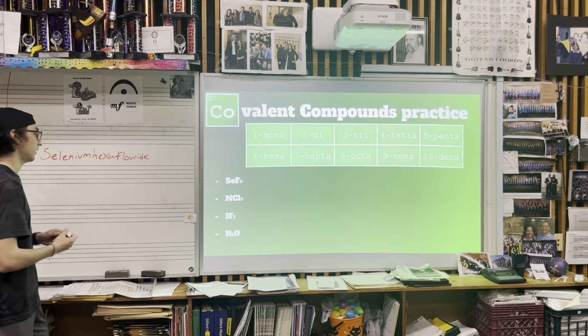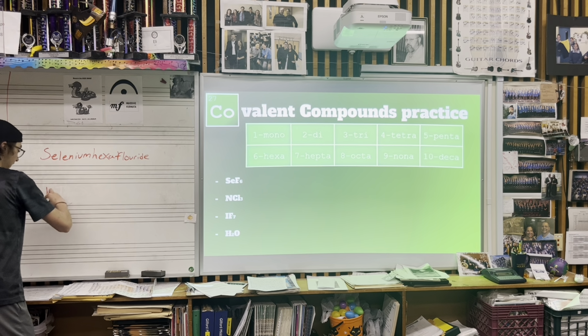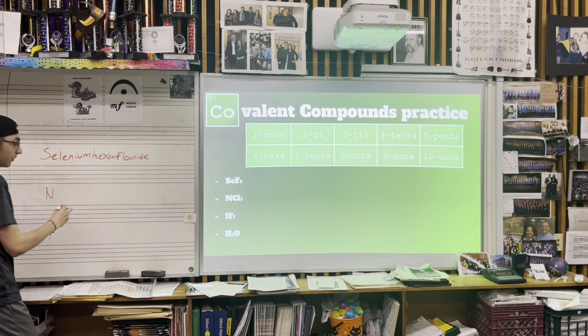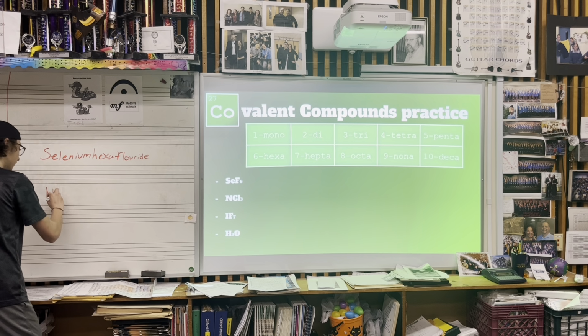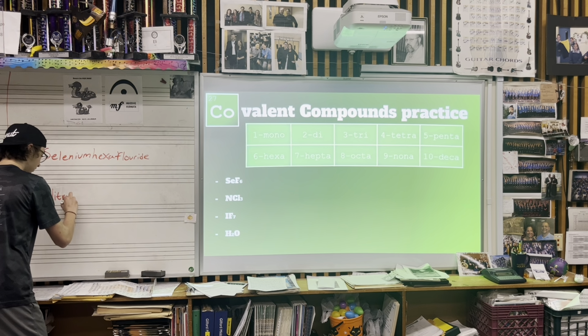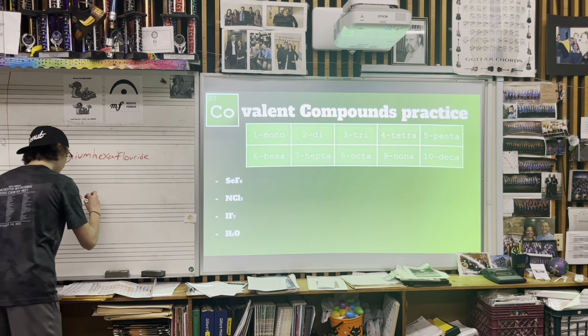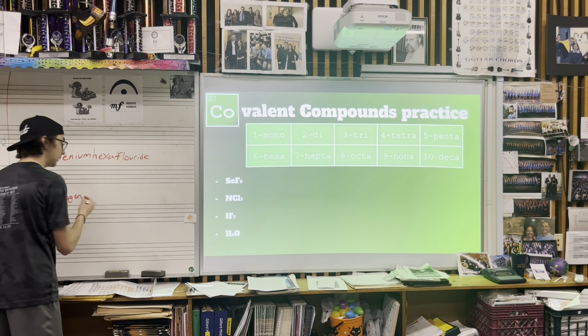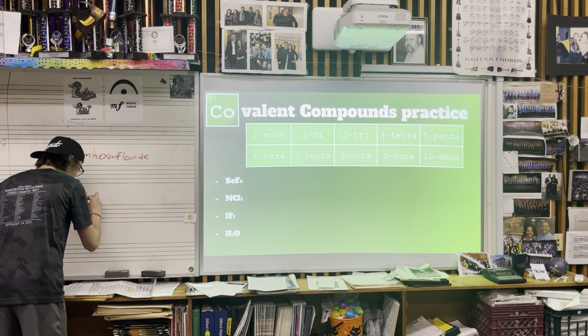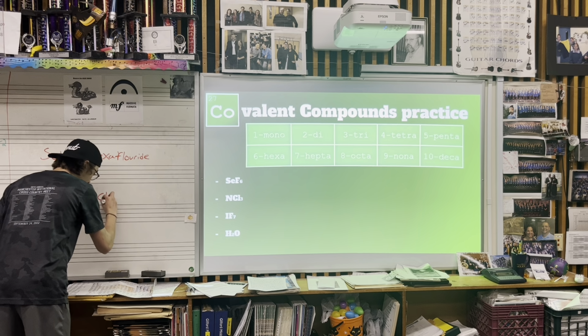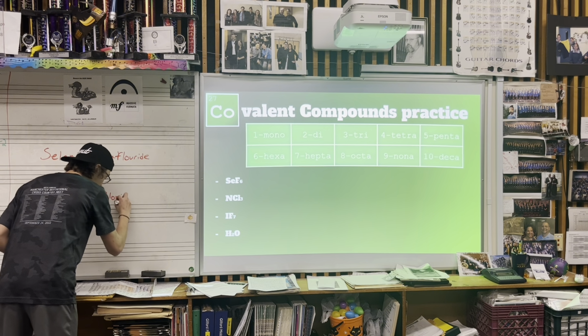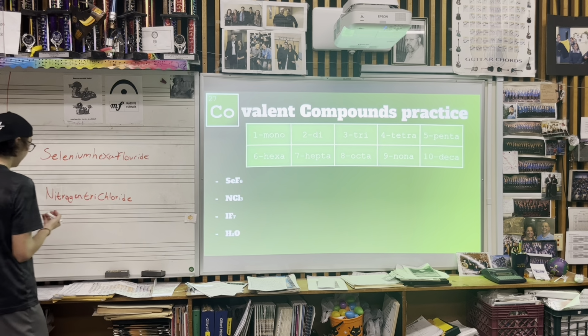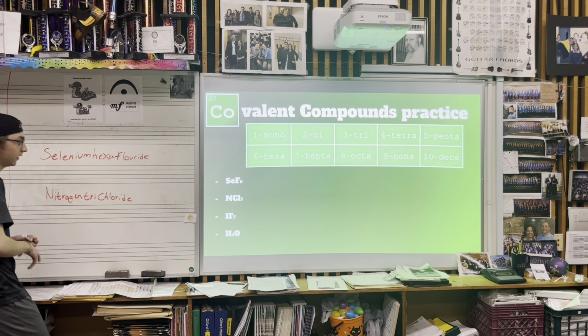Now if we move on to this, which is, as you'll see, the nitrogen and the chlorine. Because there's only one of the first element, again, you don't add the mono. And then the 3 makes the tri. And the ending becomes "-ide", making nitrogen trichloride.